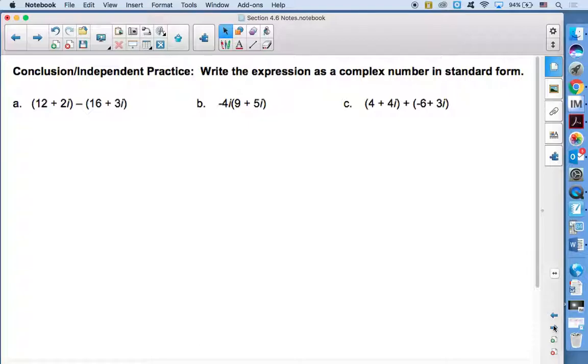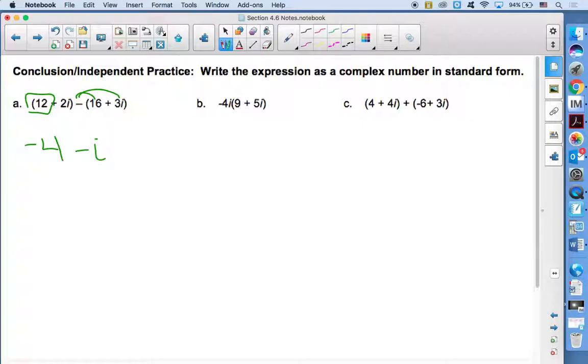So Kirsten, what did you get for letter A? I got -4 minus 9. Good, so make sure that you're distributing the negative through. So she said -4, and then what was your next one? Minus i. So this really makes a -16 minus 3i, so when you're combining those like terms, you get -4 minus i.